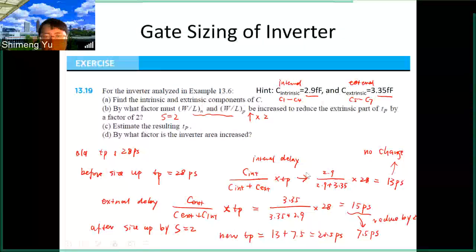So this is to apply our conclusions earlier, that the intrinsic part has no change, and the extrinsic part is reduced by a factor of S, and in this case 2. So any questions?